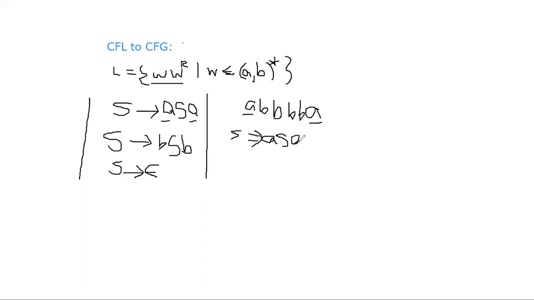ASA. Okay? ASA. Then next, what is the second symbol? Second symbol is B. Last but one symbol is also B. So that's why replace this S with BSB. Anyway, last A is there. Then continue that last A.